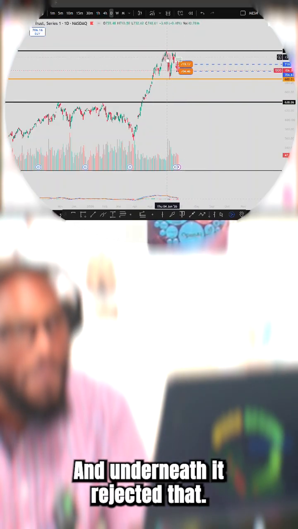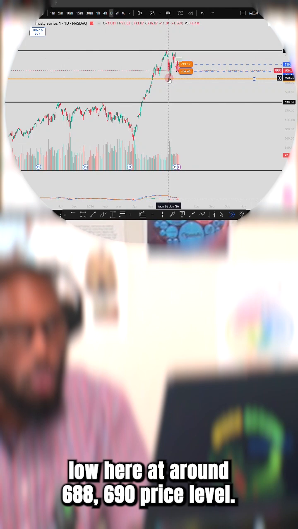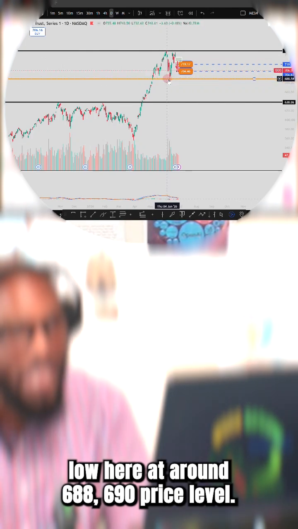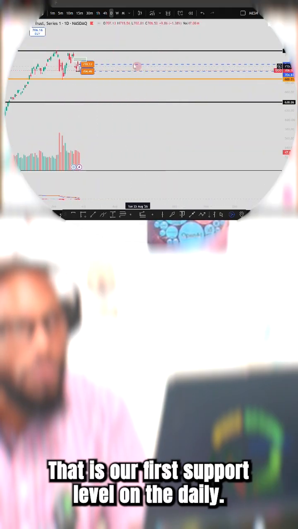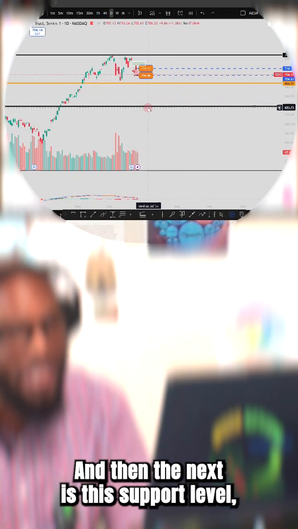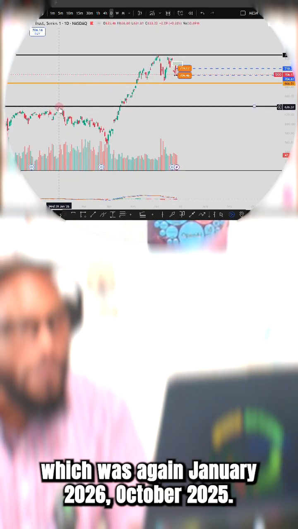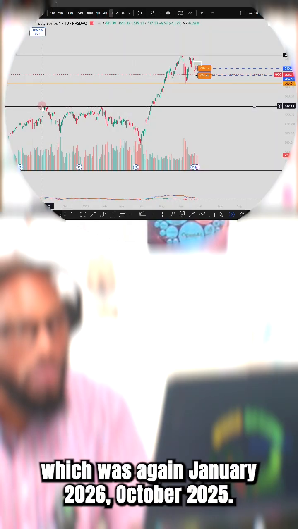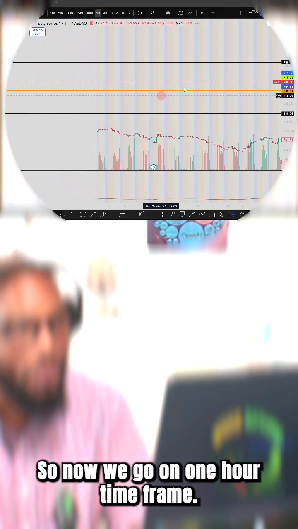And underneath, it rejected that 748, June 2026, and came and made a low here at around 688, 690 price level. We marked that. That is our first support level on the daily. And then the next is this support level, which was, again, January 2026, October 2025's high. It is now our support. So now we go on the 1 hour time frame.